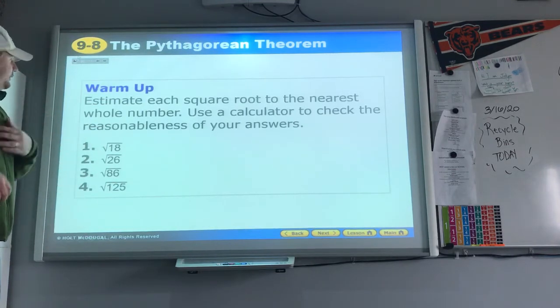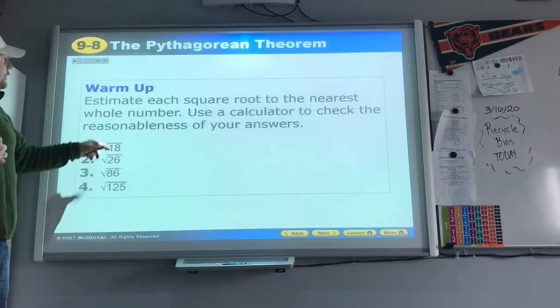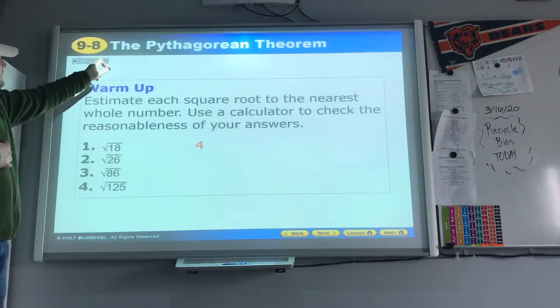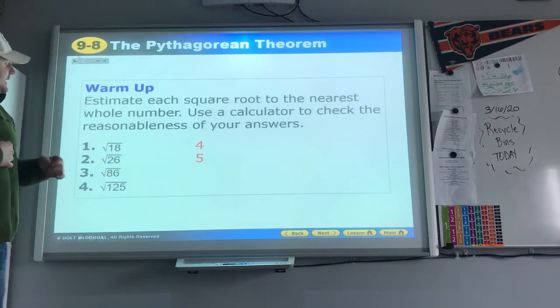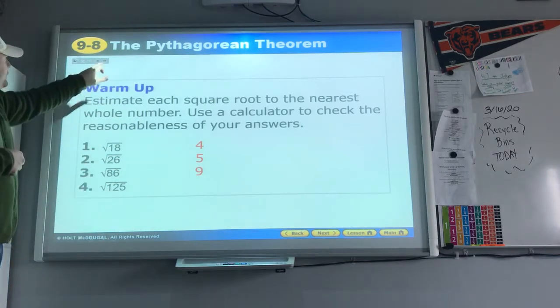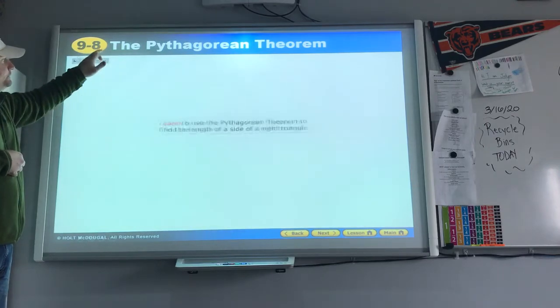So like the square root of 18. Well, I know there's a square root of 25 and a square root of 16. So 18 is closer to 16, I'll say it's about 4. This one's right by 25, so I'll say it's 5. 9 times 9 is 81, so it's 9. 11 times 11 is 121, so I'll estimate it's 11. We're going to use skills like that today.